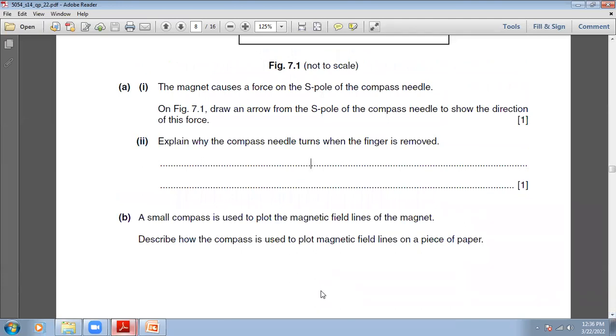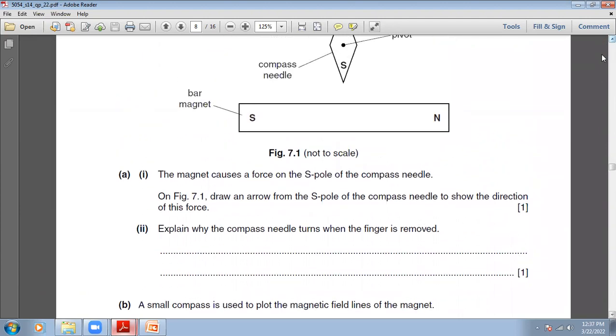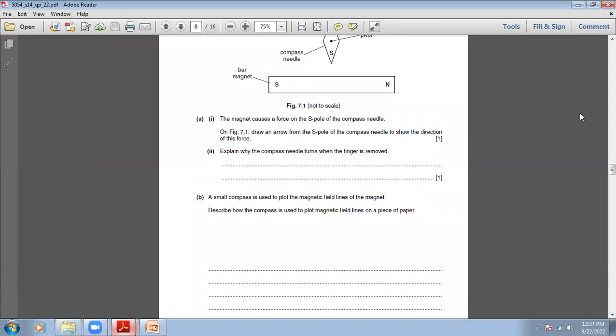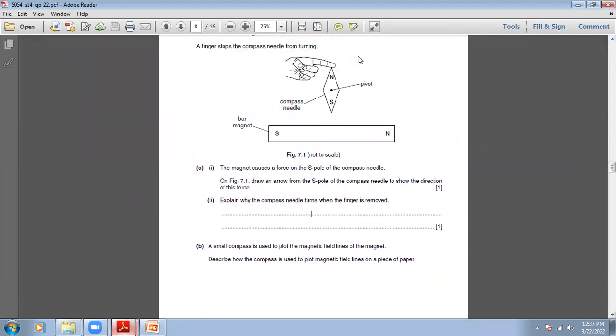He says, explain why the compass needle turns when the finger is removed. If you remove this finger, the force on the S is towards the right and the force on the north is towards the left. Here is the pivot. So these two forces will produce a turning effect in an anti-clockwise manner, and the needle will rotate. Because the forces are acting on the needle due to the magnet, and the direction of the forces is such that it will rotate anti-clockwise.